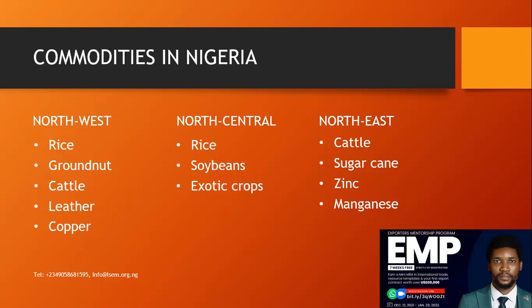One of the reasons for the commodities overview is so that by the time you're traveling and getting this information directly by yourself, you know what to look out for and what to expect. So in Northeast, we have cattle, we have sugarcane, there's zinc, there's manganese also. Around North Central and Northeast too, you have lithium also, and copper ore too is in Northeast.